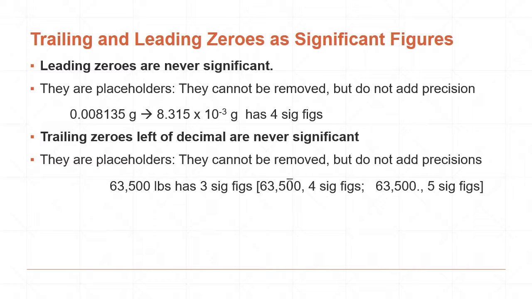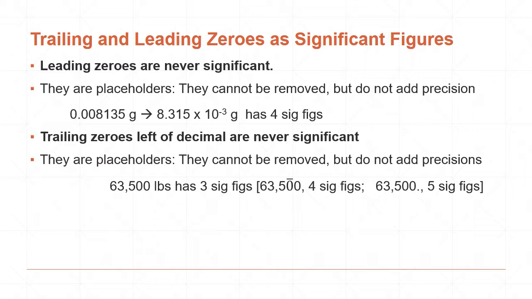Now, if I look at this example, 63,500, I can't leave the zeros out. I can't make it 635 pounds. That's something completely different. So while the zeros must be there, they're important placeholders, they don't contribute any precision to the information. My last most precise digit is in hundreds place, so I would say that this is precise to approximately 100 pounds, which means that this 63,500 pounds has 3 significant figures.